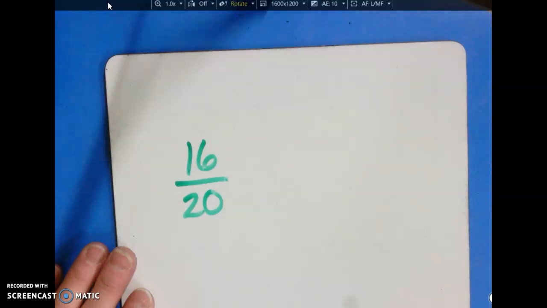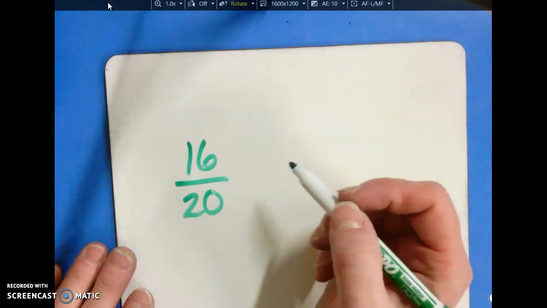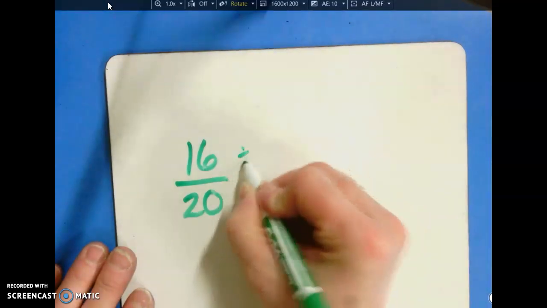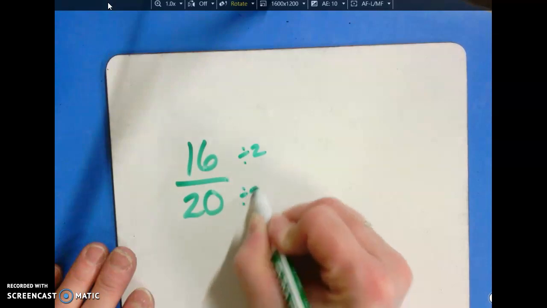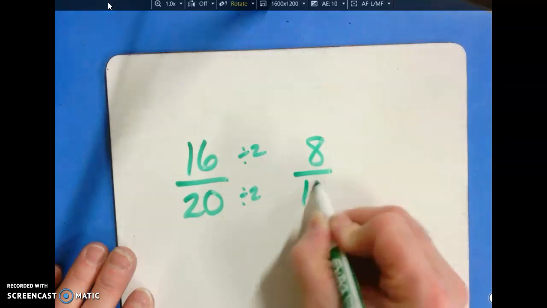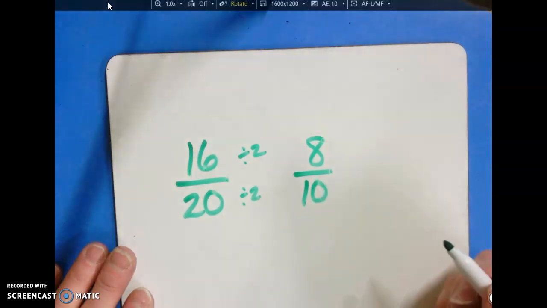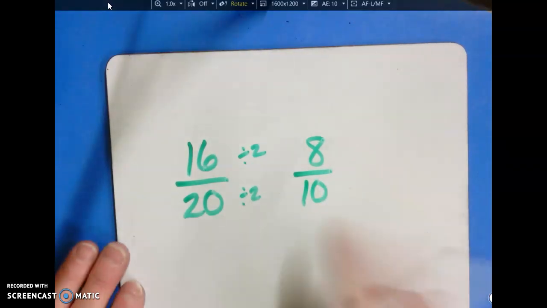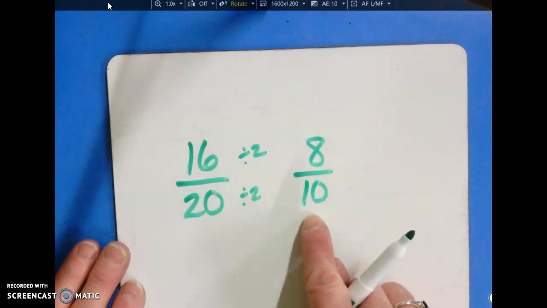Now, maybe you said 2. You notice that they're both even numbers. Now, what if I do that? 16 divided by 2 is 8. 20 divided by 2 is 10. You have to stop and ask yourself, is that simplest form? I think you would say no.